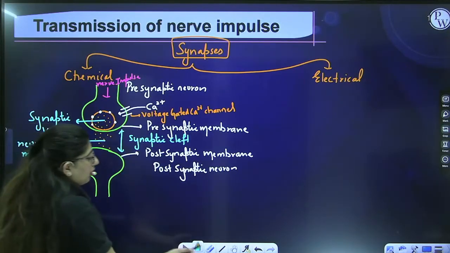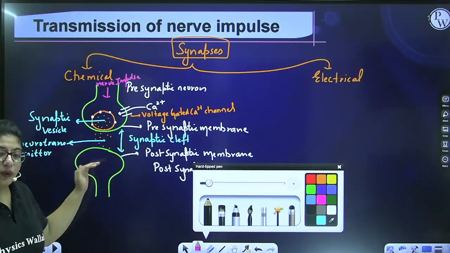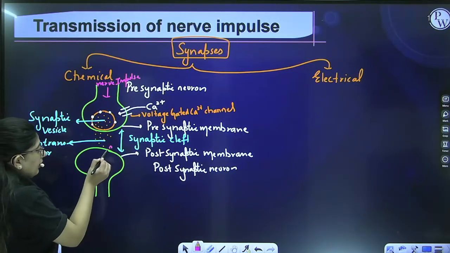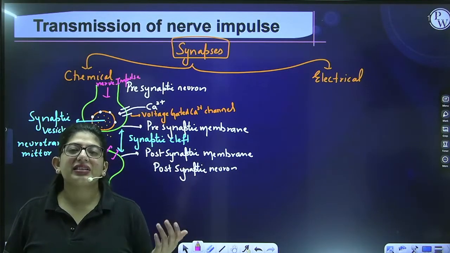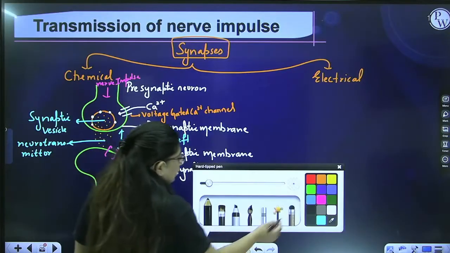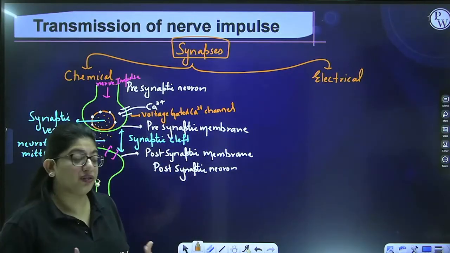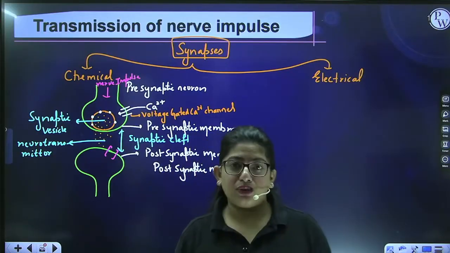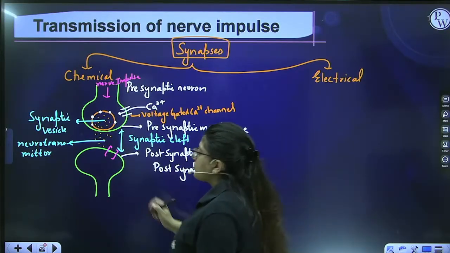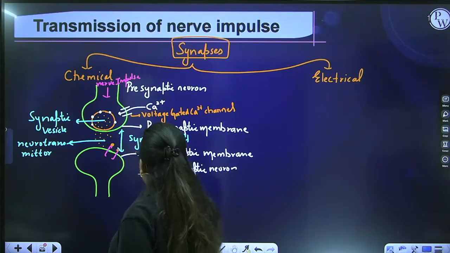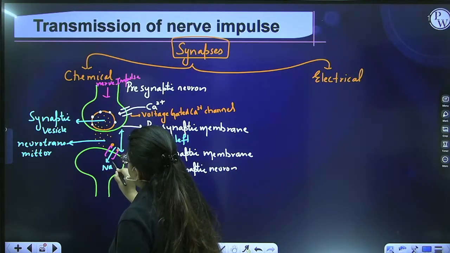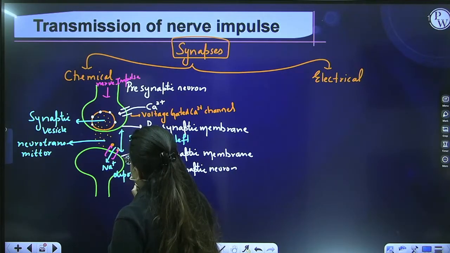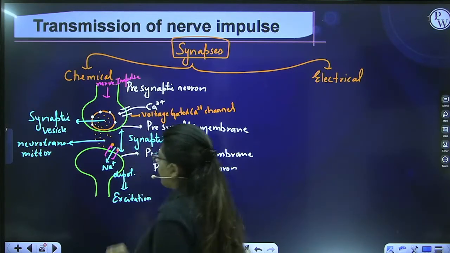Now, for example, we want to excite this neuron. So accordingly, a neurotransmitter will be released. For example, acetylcholine, or better say adrenaline. Adrenaline is a hormone and it is also a neurotransmitter. So here the adrenaline is released, it will bind to these channels, and these channels will lead to the entry of sodium ions. Whenever there is entry of sodium ion, that causes depolarization, and whenever there is depolarization, there is excitation, right?